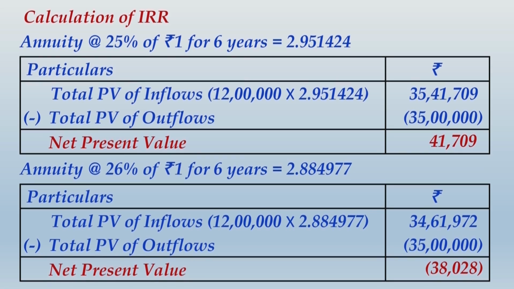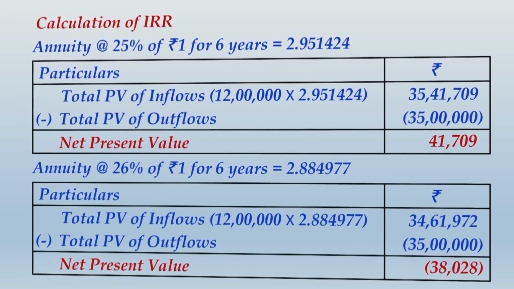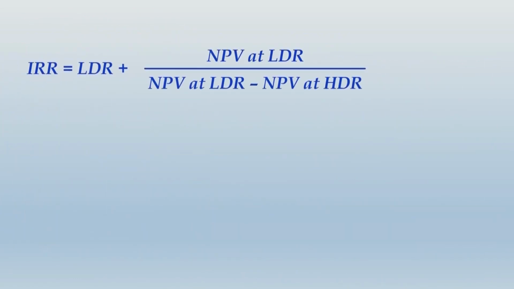Alright friends, I am sure you would have finished writing this whole thing. Now one thing that you need to understand is IRR must lie between 25 and 26%. Once you know the range of LDR and HDR between which the IRR would lie, computing IRR is just a simple thing for you. So let me show you how to compute IRR once again over here.